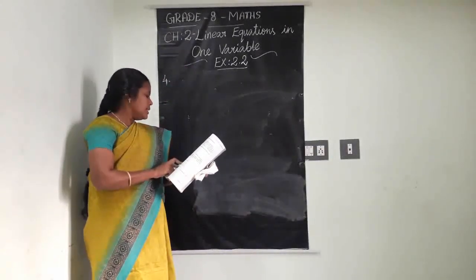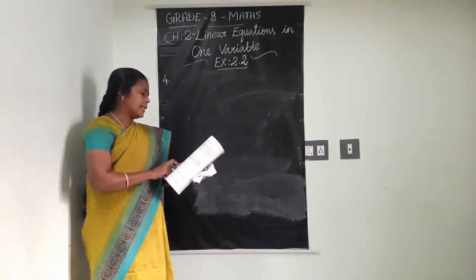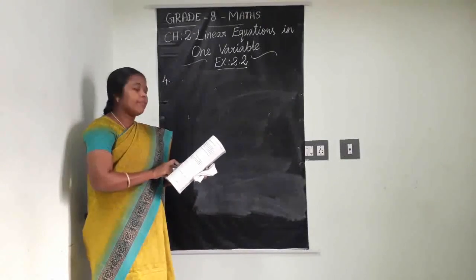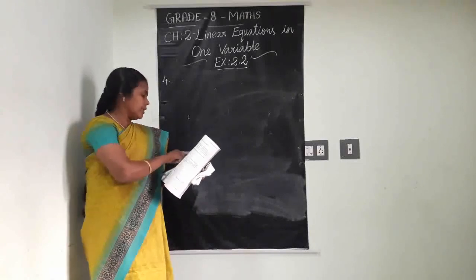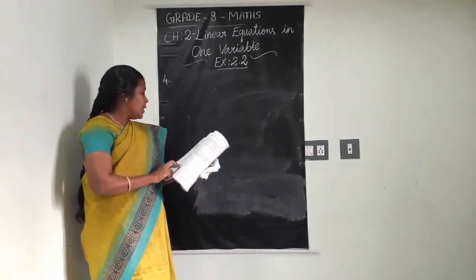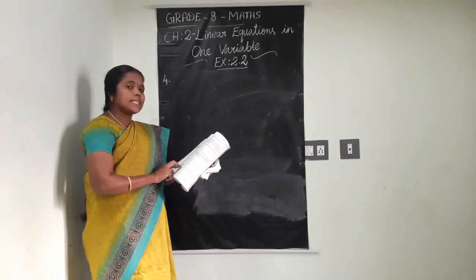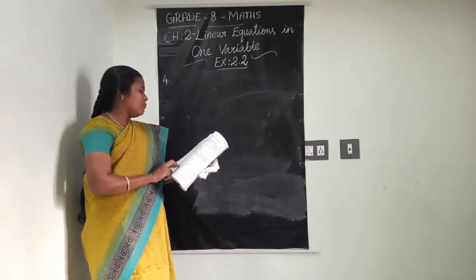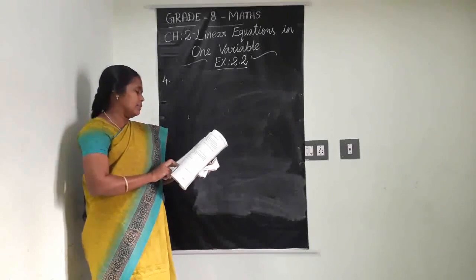Fourth question: the sum of two numbers is 95. If one exceeds the other by 15, find the numbers. I am solving the fourth question now. The sum of the two numbers is 95. If one exceeds the other by 15, find the numbers.